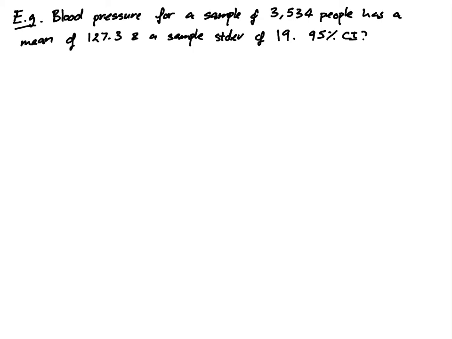All right. Again, let's start by specifying what we already know, right? So let X be blood pressure. Okay, so we have a sample of 3,534. So n is 3,534. X bar is going to be 127.3. The sample standard deviation is 19. Right.